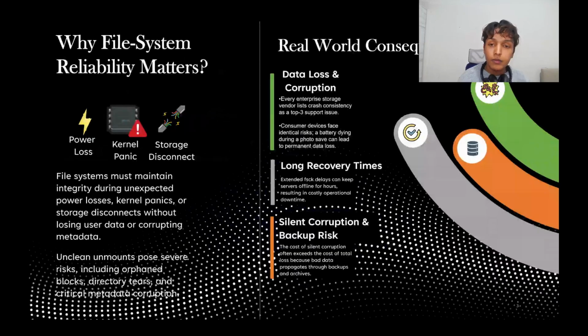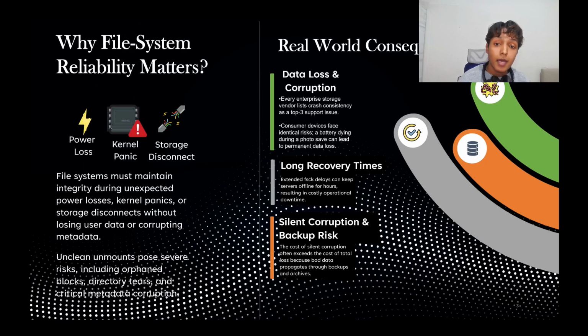So before we compare anything, let's talk about why reliability matters. File systems operate in an unpredictable world. A sudden power loss, a kernel panic, or even a loose SSD cable, all of these can interrupt writes at the worst possible time.